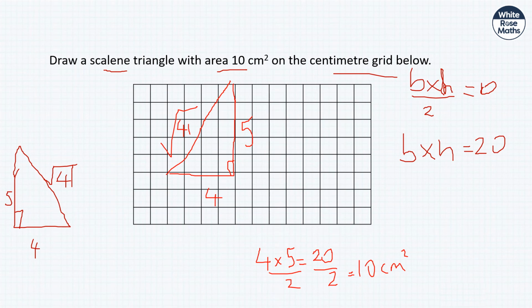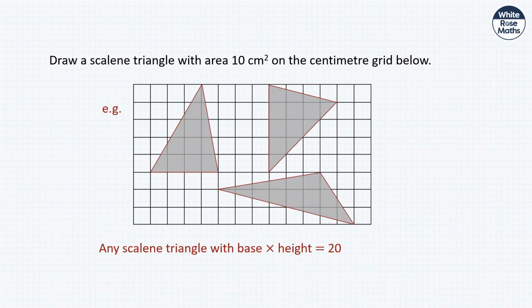Again, here are some White Rose Maths possibilities. That one. So any scaling triangle with base times height equal to 20. So they're your possible answers, guys.